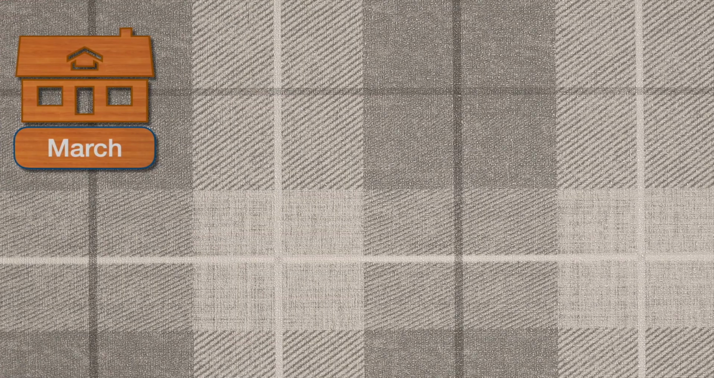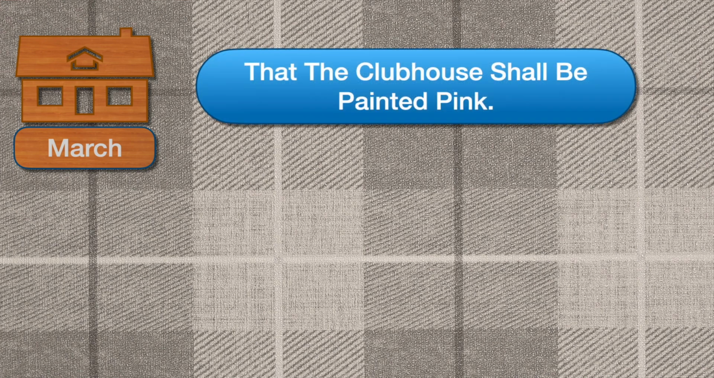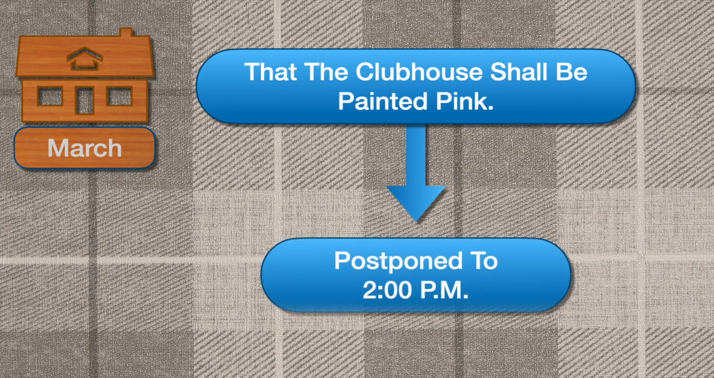Now, for our next example, let's move on to the next month's meeting, the March meeting. Here, let's say a motion is being considered that the clubhouse shall be painted pink. And during its consideration, the motion is postponed to 2:00 p.m. because the Assembly wants to consider other, more important matters first.